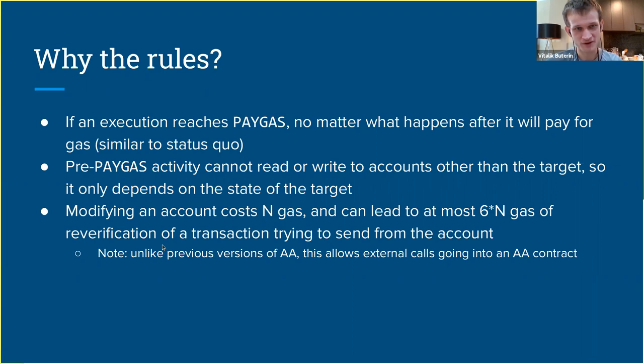Notice that unlike previous versions of account abstraction, where you would just have a hard rule that says accounts cannot be modified from the outside, they can only be modified by transactions that go directly into them, this version of account abstraction allows external calls into an account abstracted contract, which I think is awesome. And this is actually necessary if you want something like Tornado Cash to be account abstracted, for example.